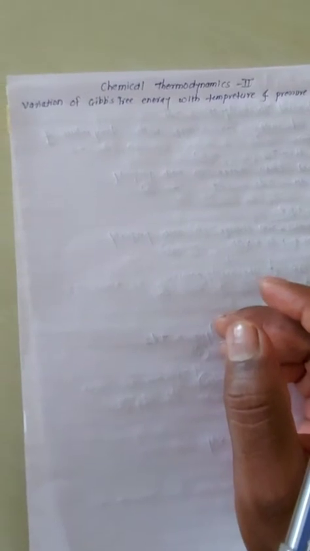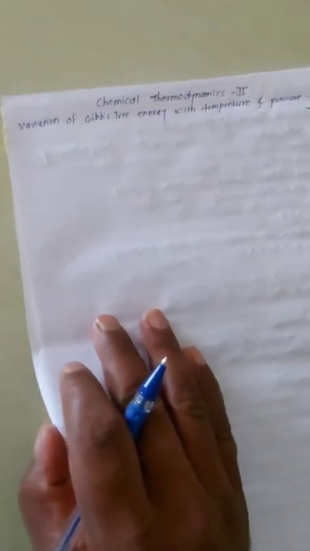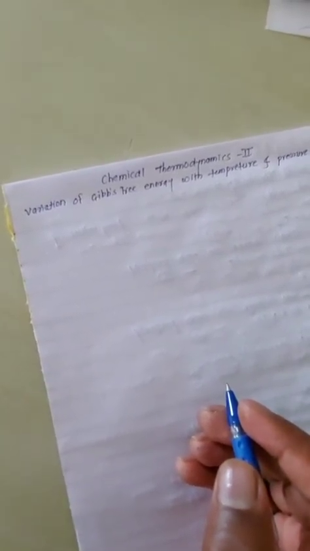Today we start the second topic in chemical thermodynamics: variation of Gibbs free energy with temperature and pressure. In the previous lecture we saw the Gibbs free energy equation, the Helmholtz free energy equation and functions. Now in this lecture we will study the Gibbs free energy variation with temperature and pressure.